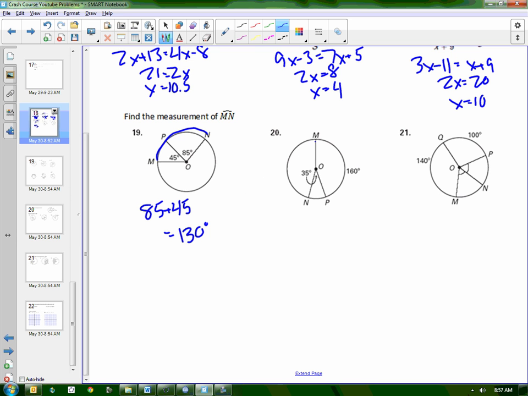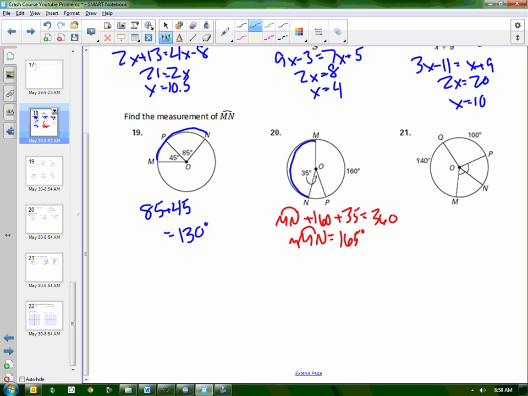Here, if I'm trying to find MN, another minor arc, I'm going to have to use the fact that these two arcs, 160 and 35, plus this arc are going to add up to 360. So I'm going to say arc MN plus 160 plus 35 equals 360, and if you subtract, you're going to get arc MN is 165. I should say that's the measurement of arc MN, 165.